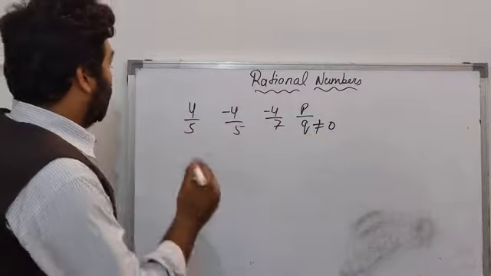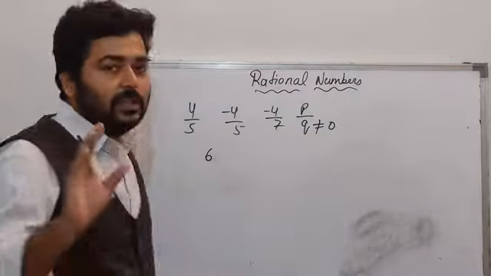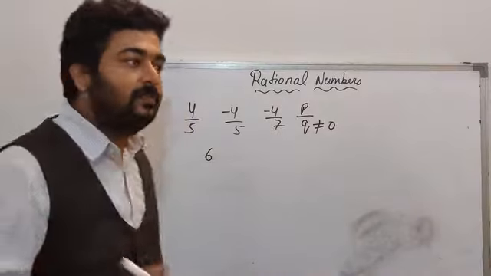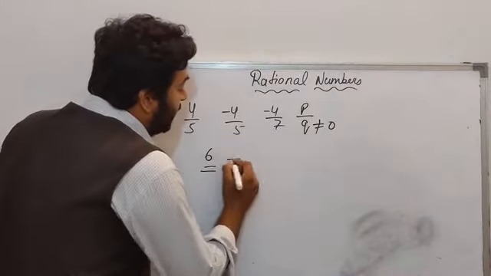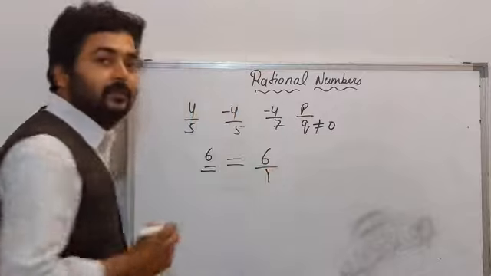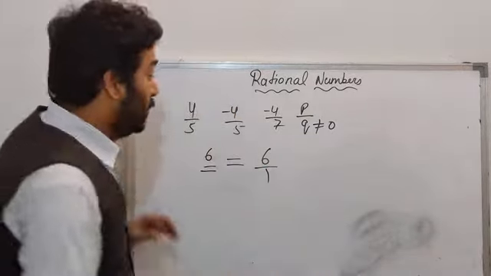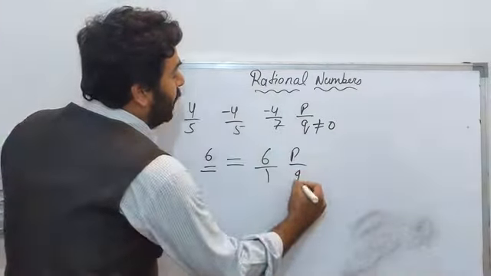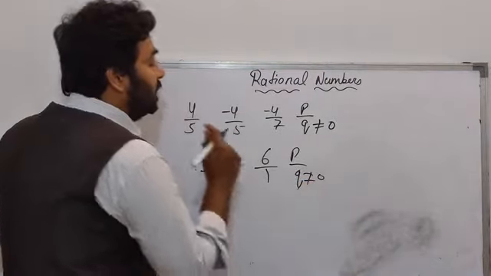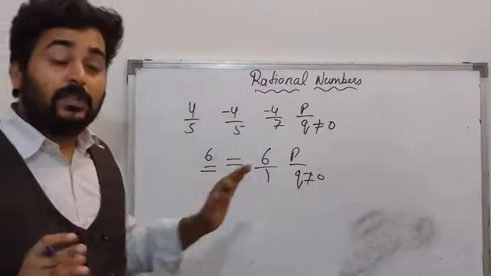Suppose, देखो, जैसे 6 is a rational number or not? Yes, 6 is a rational number because we can represent this 6 in the form of 6 by 1. We can write this 6 in the form of 6 by 1 लिख सकते हैं. So this is the form of p by q and q is not equal to 0. So this is a rational number.